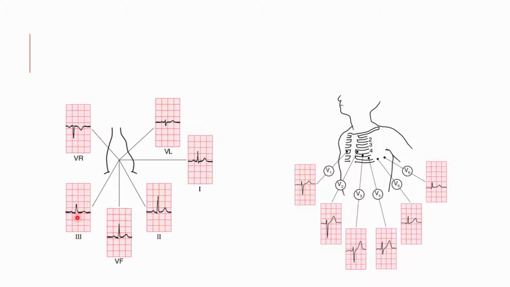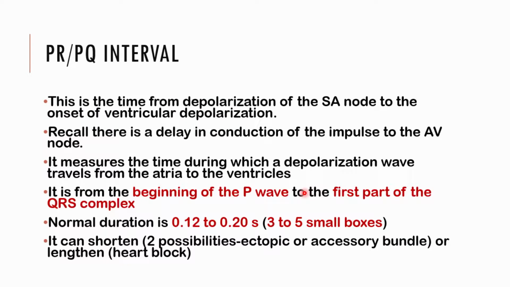And also in lead V1, the P wave may appear biphasic, though this is very, very far from the screen, so I doubt that you can actually appreciate it much from here. Then the next thing that you have is the PR interval.